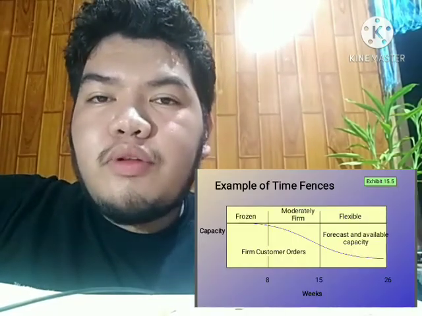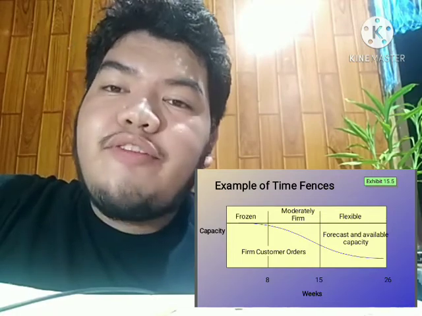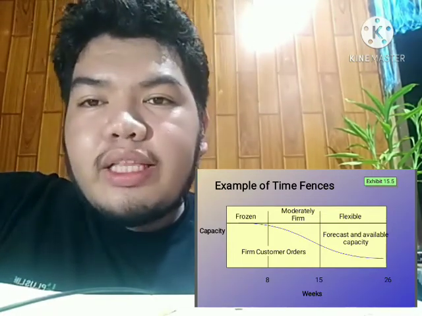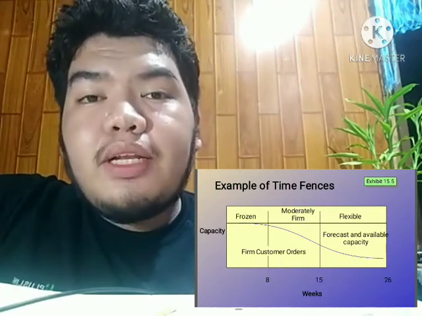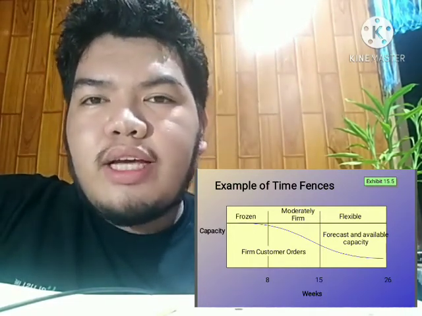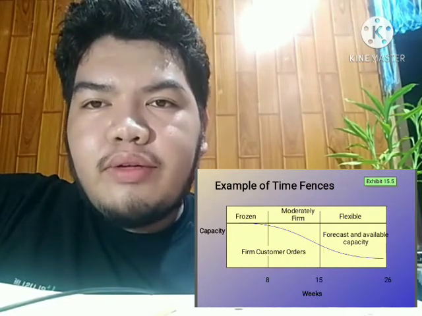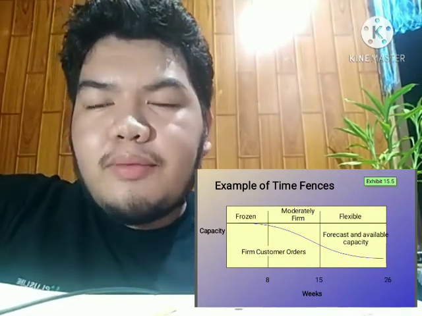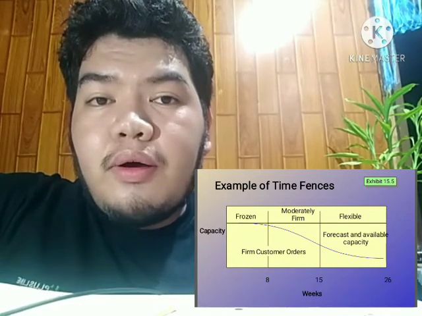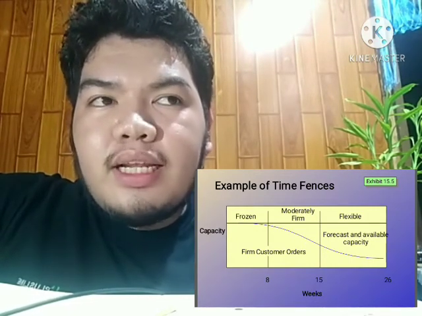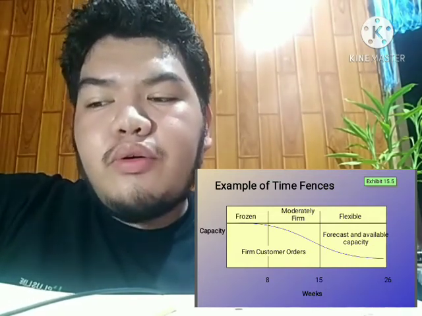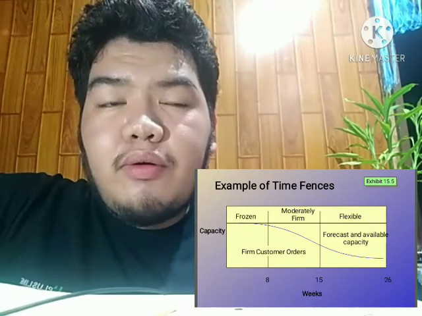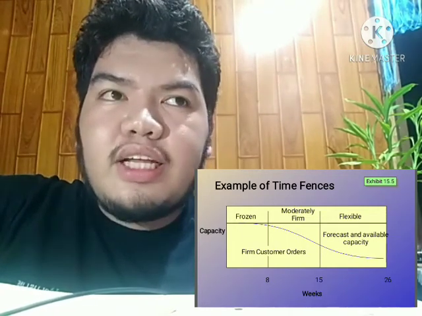Example of time fences, meron pong 3 column. Una po dito ay ang frozen, pangalawa ay ang moderately firm, pangatlo po ay flexible. Makikita po natin sa gilid po ng frozen ay ang kanyang capacity. Ang pinakang nasa ilalim po nitong 3 ay ang week, kung gaano kahaba yung schedule. Una po makikita po natin sa frozen, parang dito po yung may pagbabago pero napakakunti, parang tinatawag pong emergency changes. Pangalawa po ay yung moderately firm na kung saan merong specific changes na tinatawag, parang ito po yung tinatawag na trade-offs.